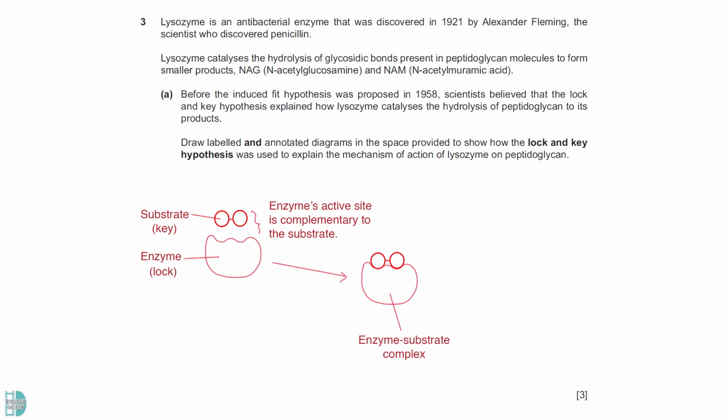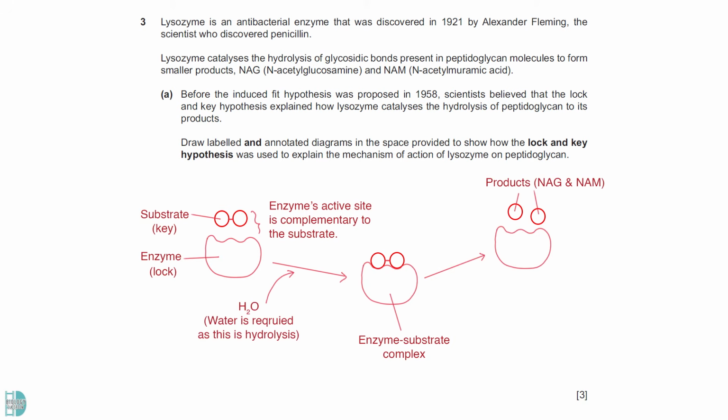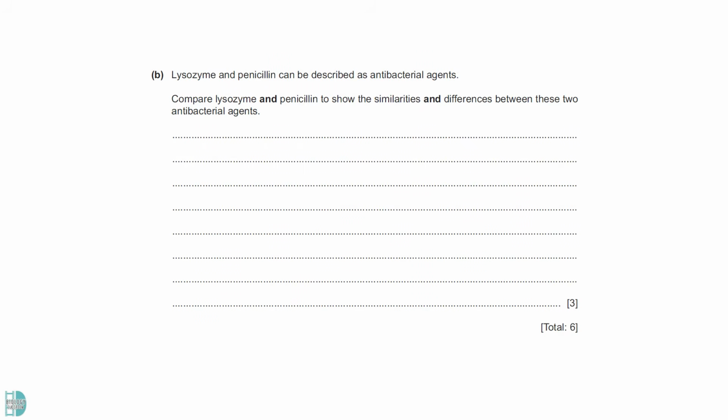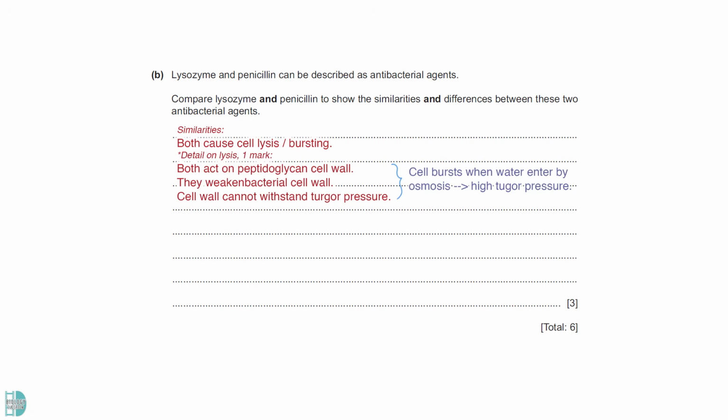Their binding forms the ES complex. After the reaction, products are formed. A water molecule is used since this is a hydrolysis reaction. B wants you to compare lysozyme and penicillin. Both kill bacteria by causing the cell to lyse or burst. They act on the peptidoglycan cell wall.